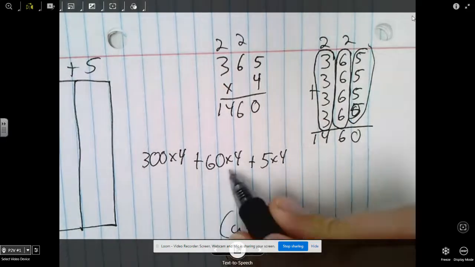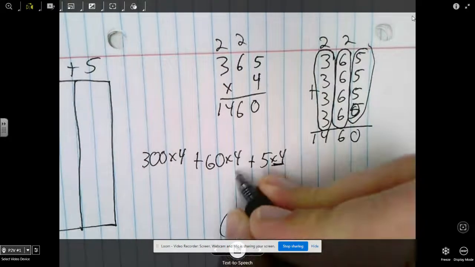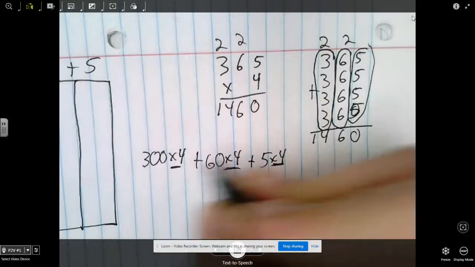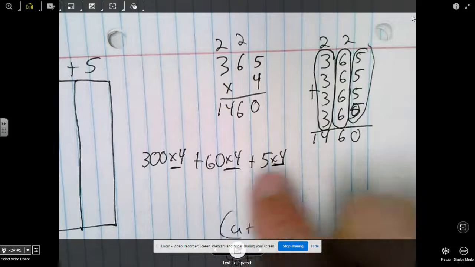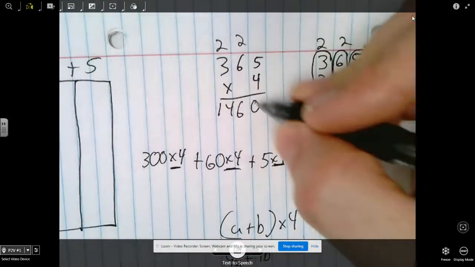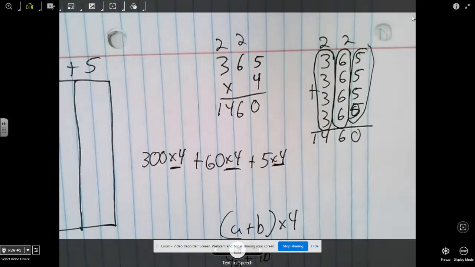This is my distributive property because I distributed my 4, because I have 365 4 times, to each place value group. So to the 5, to the 60, and to the 300. So that's how you do 365 times 4 with the distributive property.